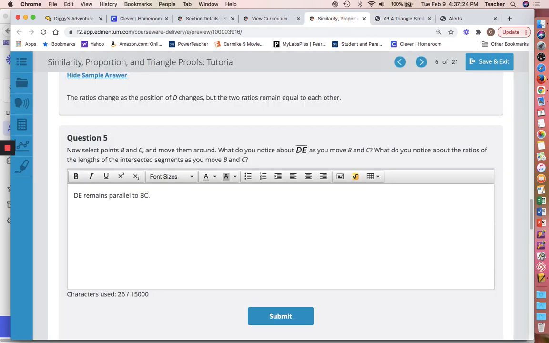All right, what do you notice about the ratios of the lengths of the intersected segments as you move them? They remain equal.